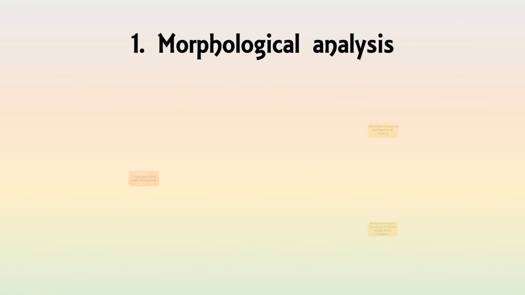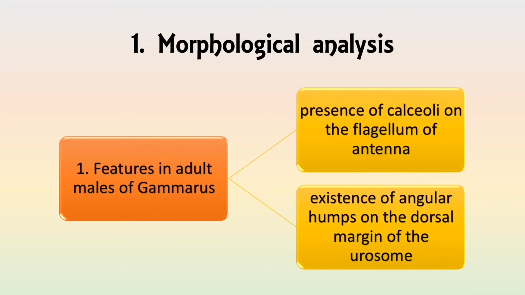So now we are going to look into the results. First is morphological analysis. The features in adult male Gammarus include the presence of calceoli on the flagellum of the antenna and the existence of angular humps on the dorsal margin of the urosome.